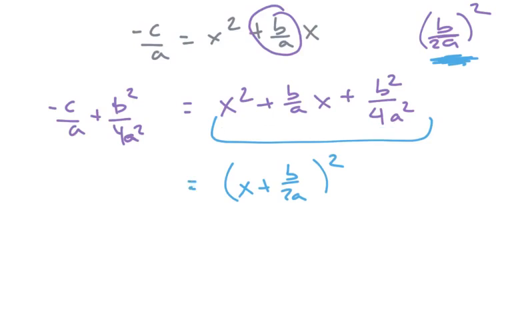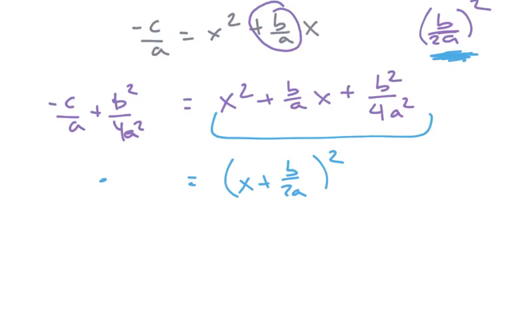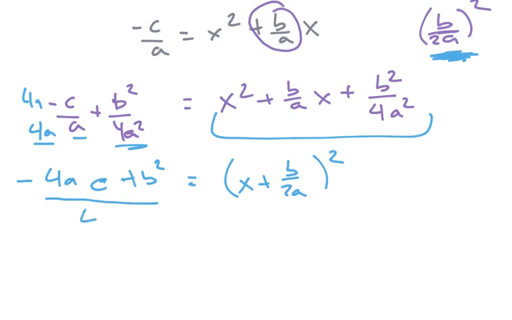Okay. Now, over here on this side, I'm going to go ahead and get a common denominator, and I'm going to multiply by, let's see here, 4 over a, top and bottom. And the reason why I want to do 4 over a is because 4a times a is 4a squared. So this will give me negative 4ac plus b squared, all over 4a squared. So you can already kind of start to see the quadratic formula.